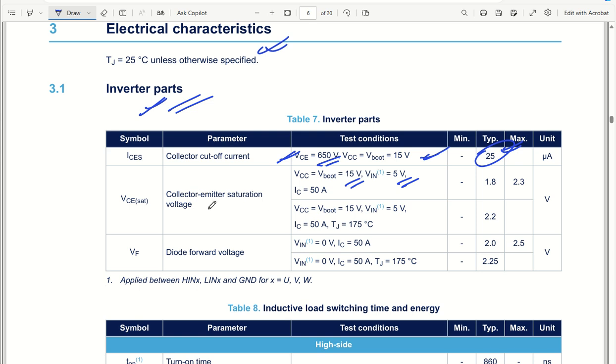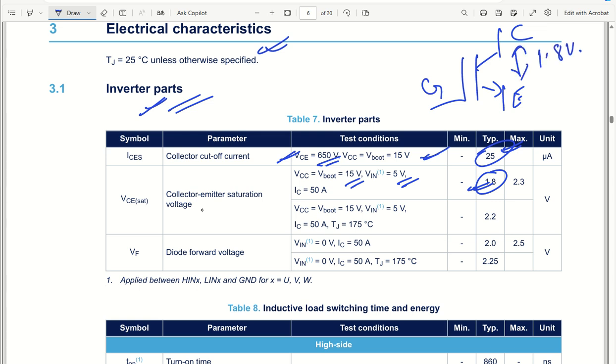So we have a saturation voltage which is going to be 1.8 volt. Okay, so this was the collector and emitter. So let's say this is my emitter, this is my collector, and this is my gate. Okay, so the voltage between these two must be the saturation voltage, which is 1.8 volt to 2.3 volt. So this is the understanding that we should have. Coming back to the diode forward voltage, the diode forward voltage is 2 volt, or it can reach 2.25 volt at another junction temperature.